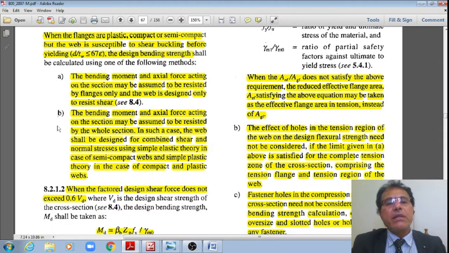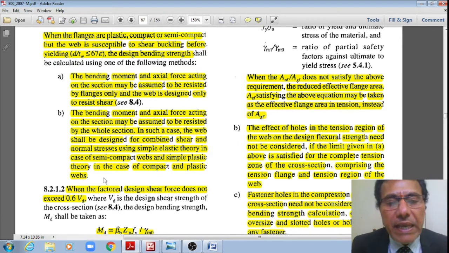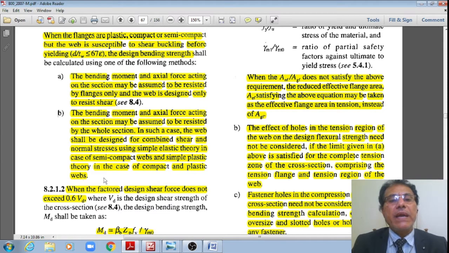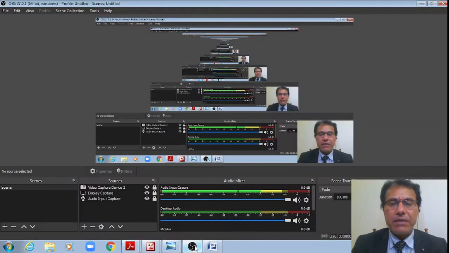And the other one is the bending moment and axial force acting on the section may be assumed to be resisted by the whole section. In such a case, the web shall be designed for combined shear and normal stresses using simple elastic theory in case of semi-compact webs and simple plastic theory in case of compact or plastic webs. Now, the code says that even if the bending as well as axial forces are acting on the entire section, the web shall be designed for combined shear as well as normal stresses, right? That is the codal specification, right?